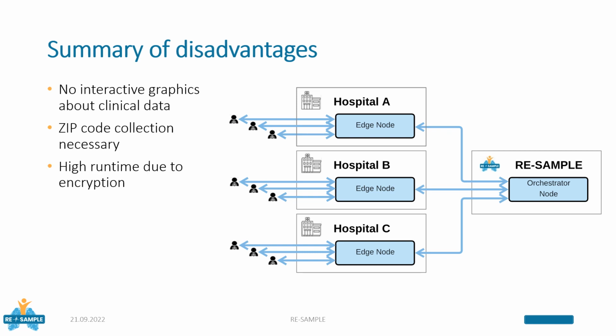But to also name some disadvantages that could not be avoided, there is the fact that no interactive graphics about clinical data will be available, because the clinical data is requested directly from the Edge node, and therefore it is not available in the Healthentsia cloud. And we also need to collect the zip codes of every patient to get the local environmental data from them. The zip code will only be used for this and not provided to the machine learning models. Lastly, there will likely be a high runtime of the computation for machine learning results due to the encryption.